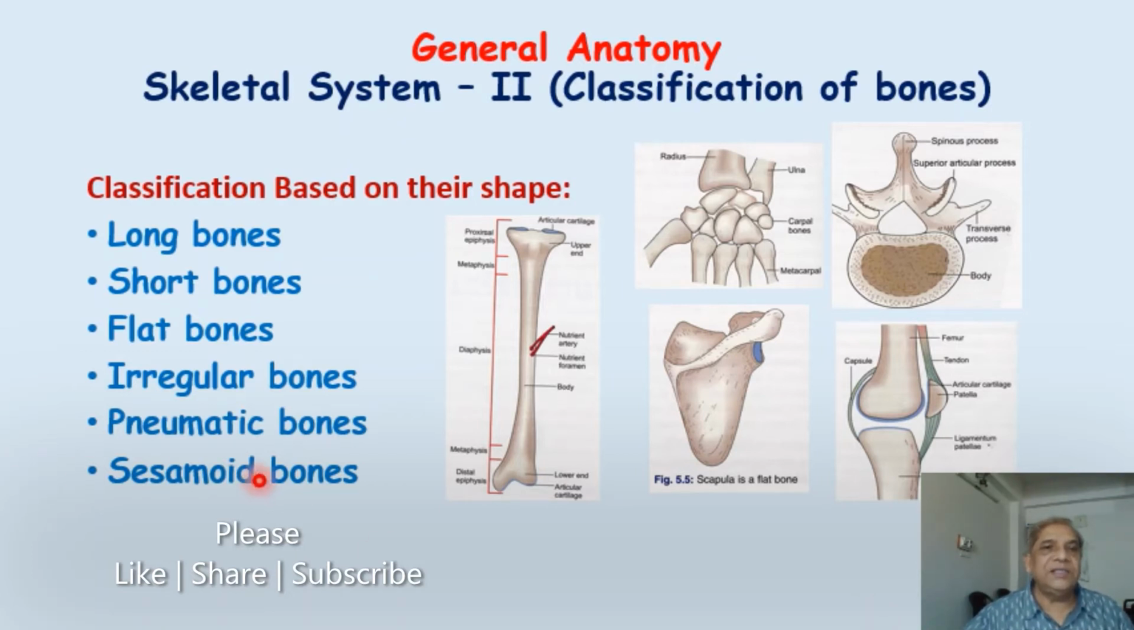Then lastly, in the classification based on shape are the sesamoid bones. If you see in this diagram here, this is a sesamoid bone, and a sesamoid bone develops in the tendon. Now, these bones are not present at birth. Sesamoid bones usually develop after birth, and they develop whenever a tendon is crossing the end of a long bone. So these sesamoid bones develop as a measure to avoid the friction of the tendon onto the end of any bones.